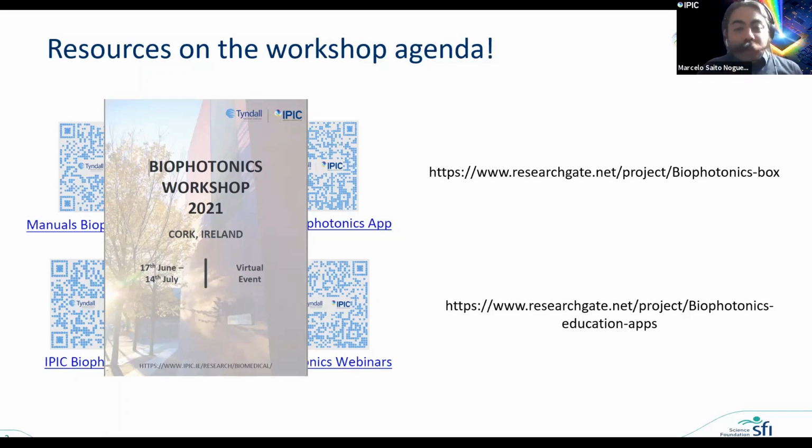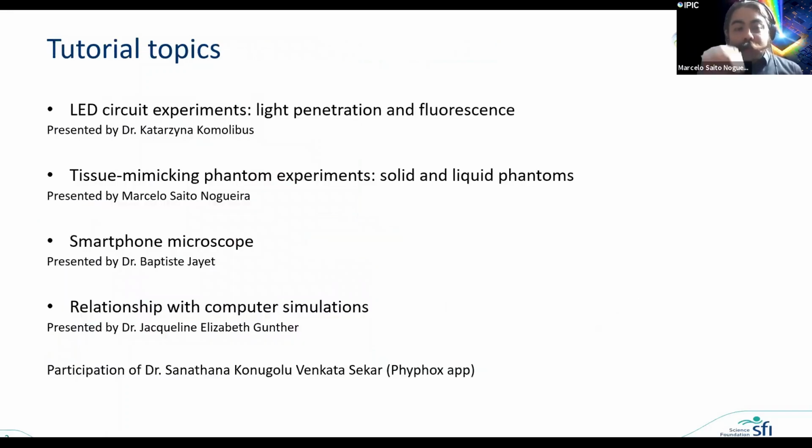Today I would like to discuss just the experiments we have: the LED circuit experiments with light penetration and fluorescence, the experiments with tissue mimicking phantoms, so you can actually mimic the tissue with the optical properties it has, and also looking at very small things with your smartphone, so you can make a microscope out of it.